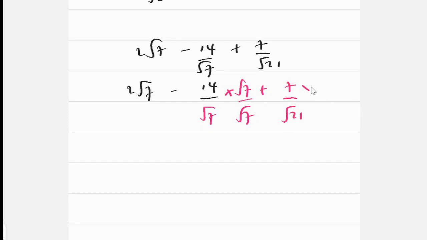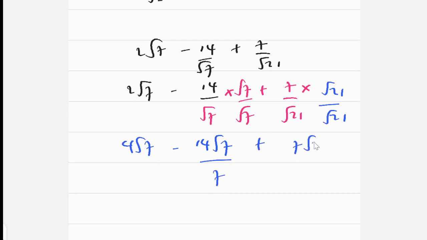You understand now? Okay, likewise, this one can also be what? I can say root 21 divided by root 21. You understand now? Then you now have 4 root 7 minus 14 root 7. This one will give me what? Root 7 times root 7. Don't forget root 7 times root 7 will give you 7. Then plus 7 root 21. Root 21 times root 21, that will also give you 21. Then you find your LCM. Your LCM is 21. How many times does this go into 21? That is 21. 21 times this.